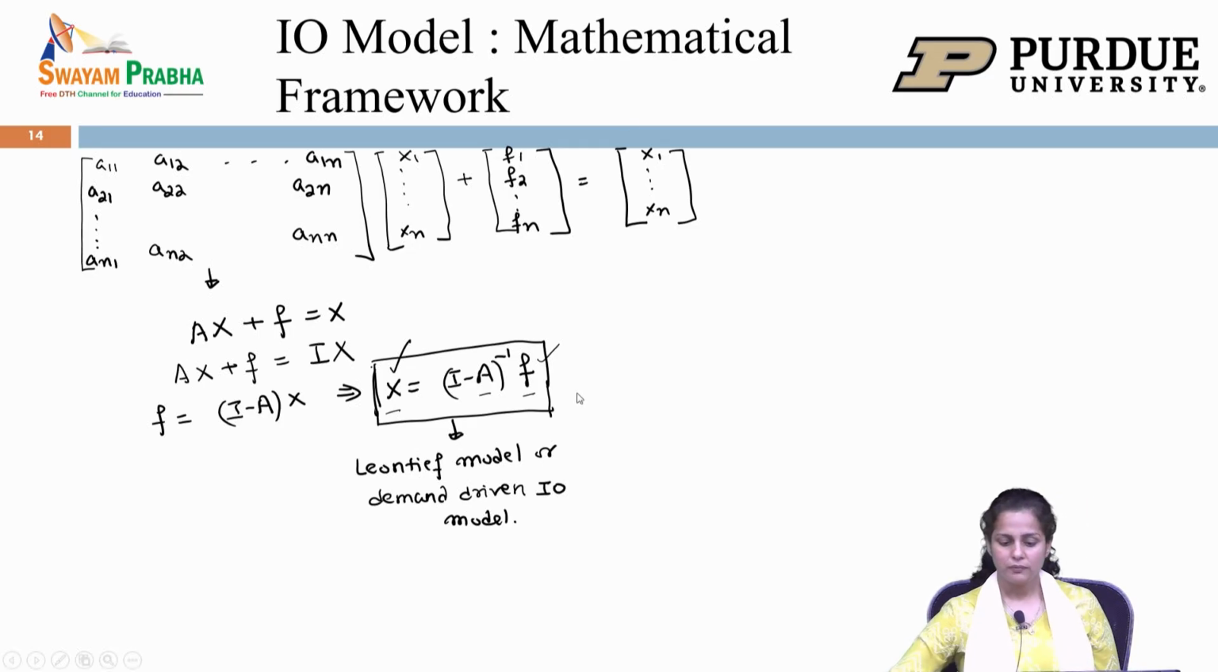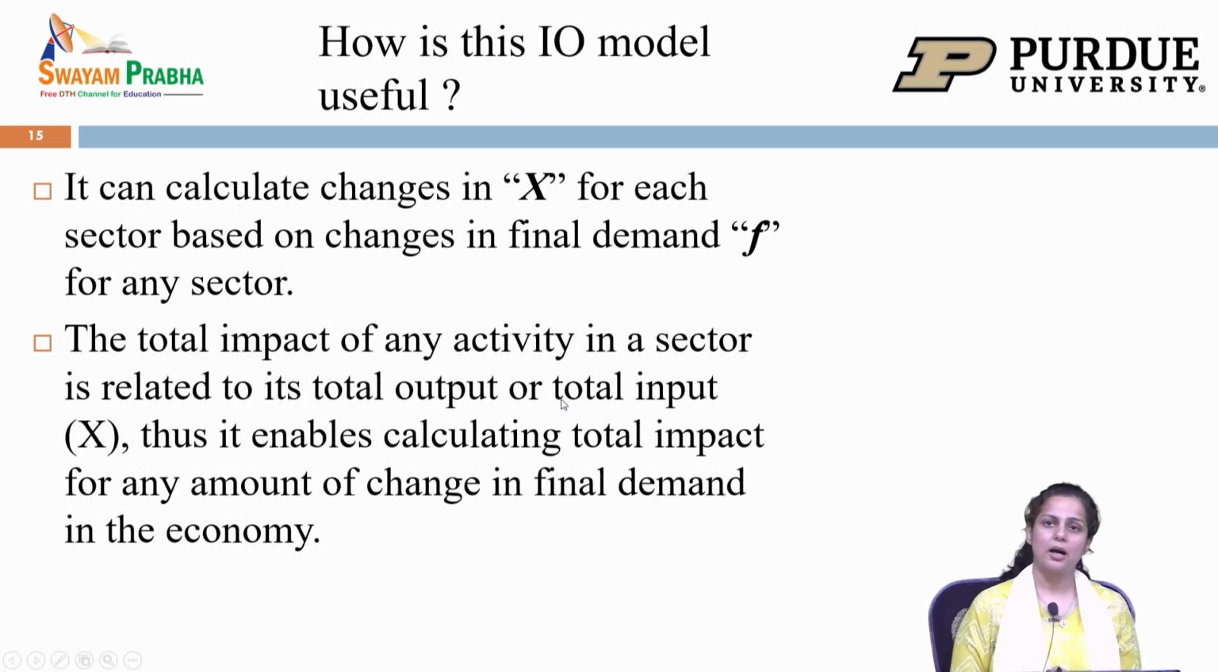So, going back, how is this IO model useful? It can calculate changes in X for each sector based on changes in final demand F for any sector. And then the total impact of any activity in a sector is related to total output or total input. Thus, it enables us to calculate impact for any amount of change in final demand in the economy, which forms the basis of what we call the economic input output life cycle assessment.